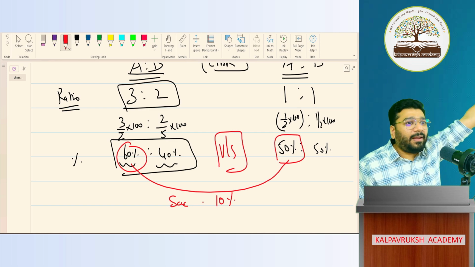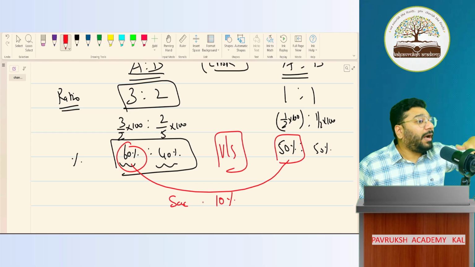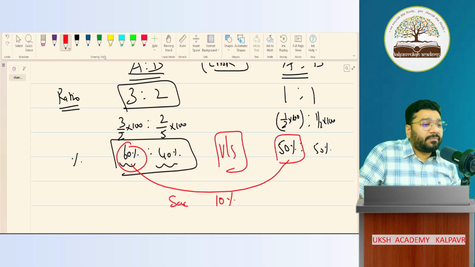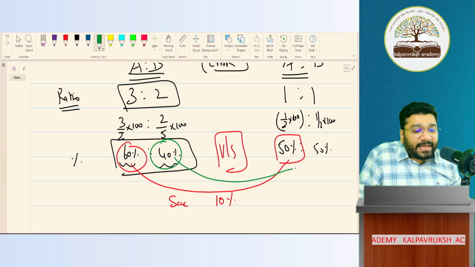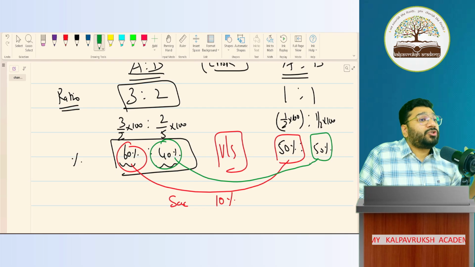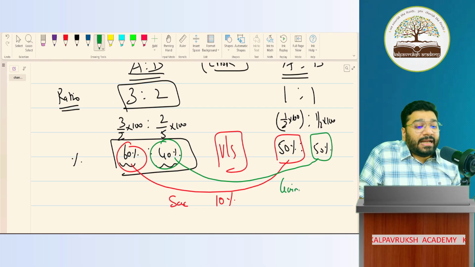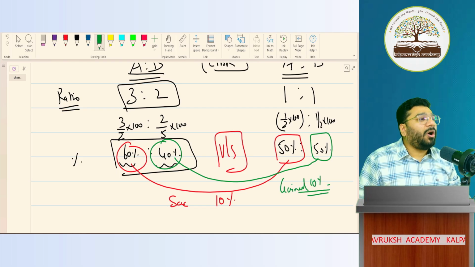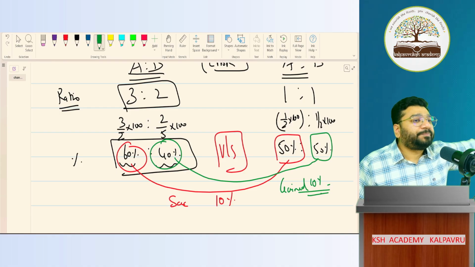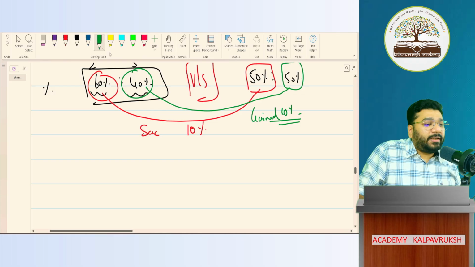Will a third person take it? No, only the existing partner. Another partner, who is that? Bala. So Bala was enjoying earlier how much? 40%. Now he's getting how much? 50%. So he has gained how much? 10%. Got it, not got it? Clear or not clear? Now what is the journal entry?